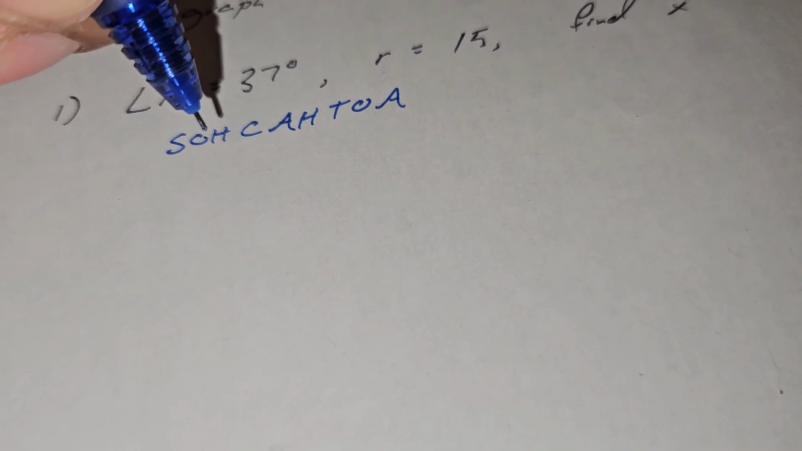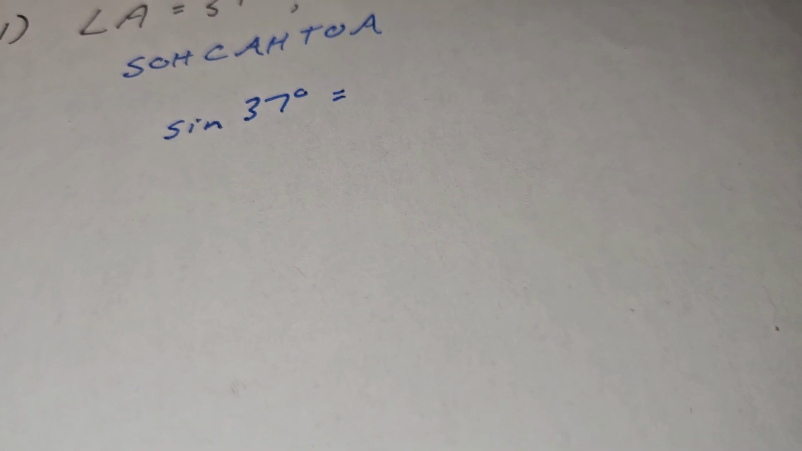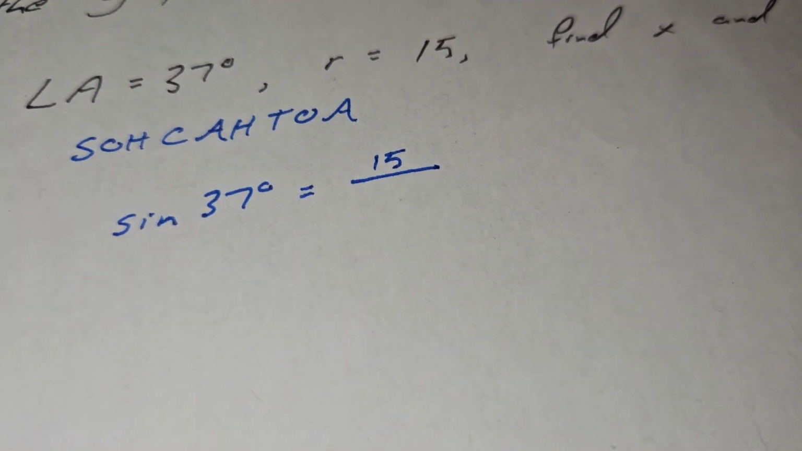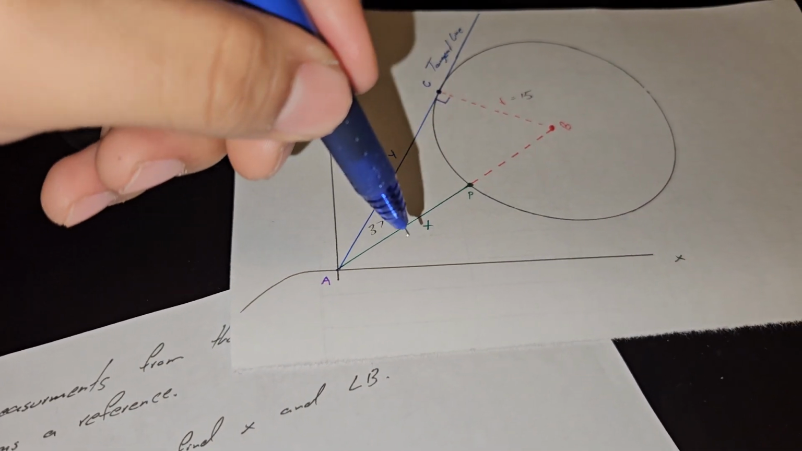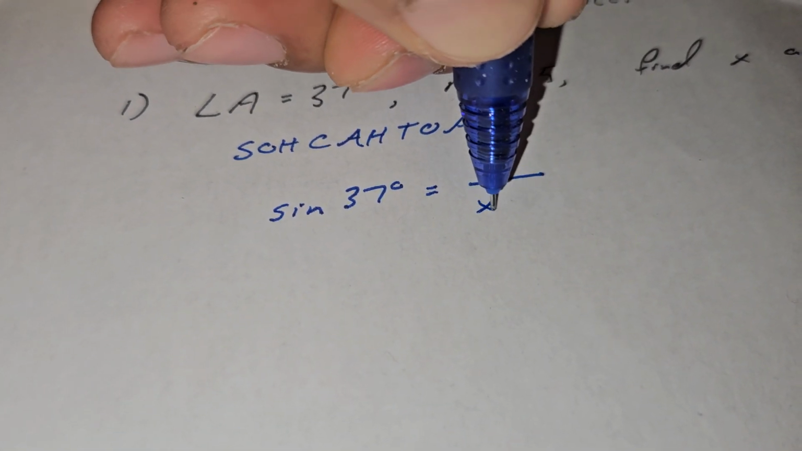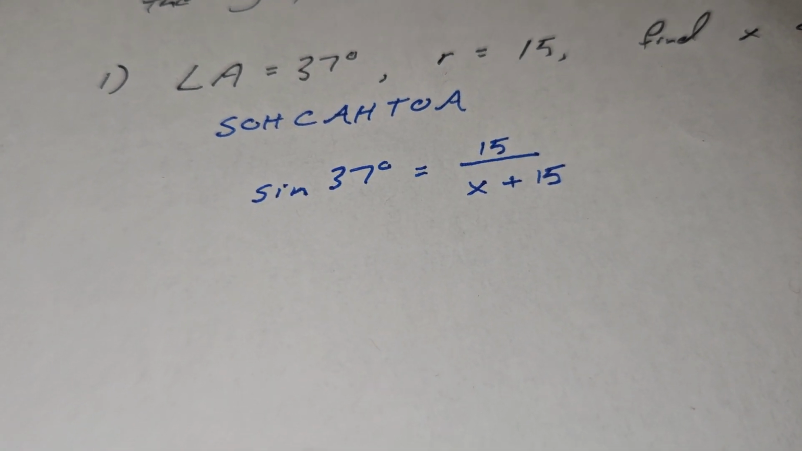So let's go ahead and use sine, opposite over hypotenuse, just how we established. So we have sine of what angle? 37 degrees is equal to what? It's equal to opposite. What's our opposite? It's 15, equal to 15 over the hypotenuse. And what is the hypotenuse? Again, it's this whole piece right here. So x plus the radius, 15. Red dotted line is 15. So x plus 15. So now we are going to go ahead and solve for x.